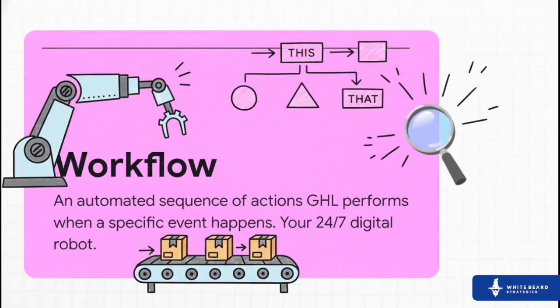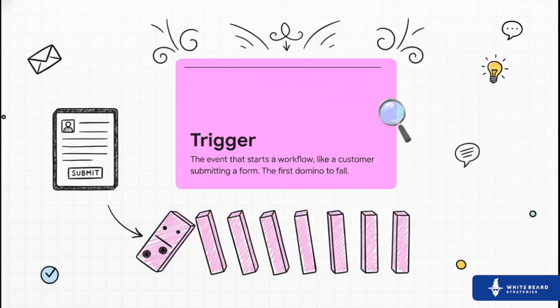So what in the world is a workflow? Well, the easiest way to think about it is like a set of instructions. It's the classic, if this happens, then do that. It's basically like having a little robot assistant working for you 24/7 that never messes up. Every single workflow needs a starting gun, right? Something to kick it all off. And in GHL, that's called a trigger. For what we're talking about today, the most important trigger is that customer submitting one of those forms or surveys. That is the first domino falling.